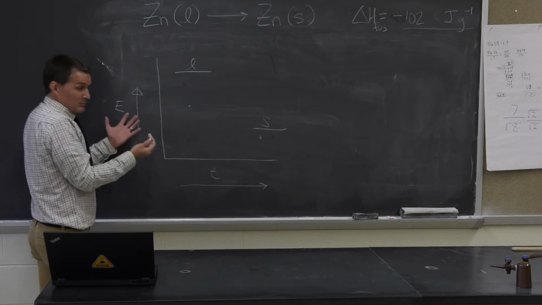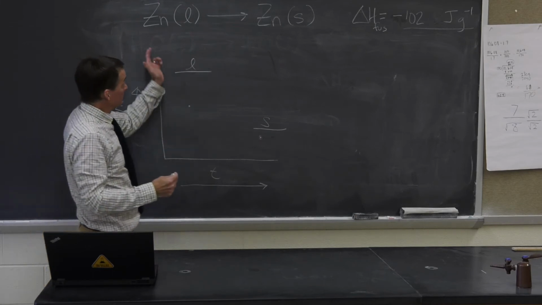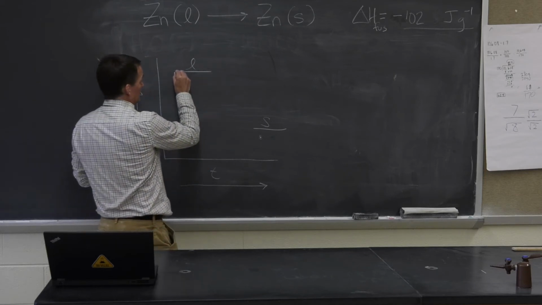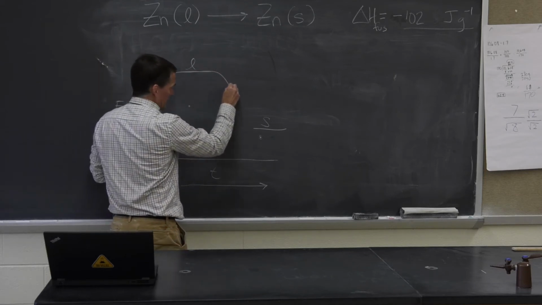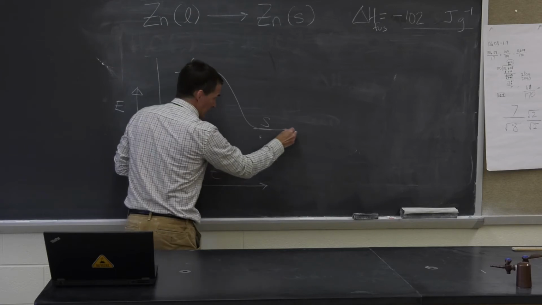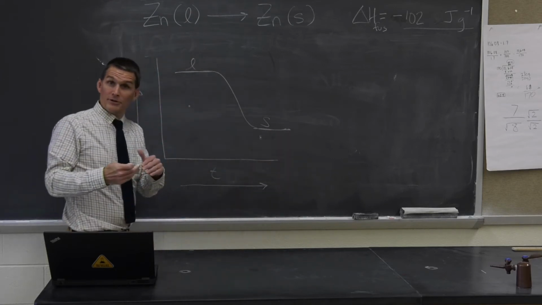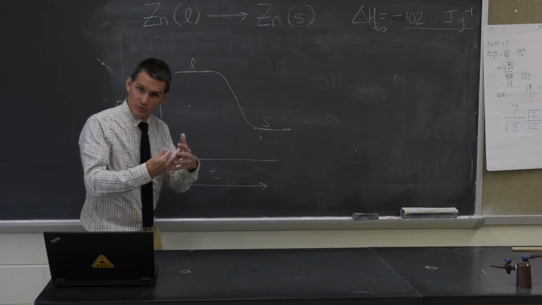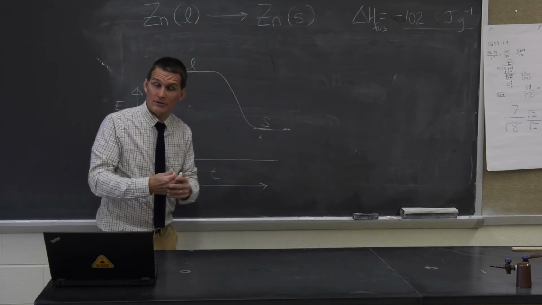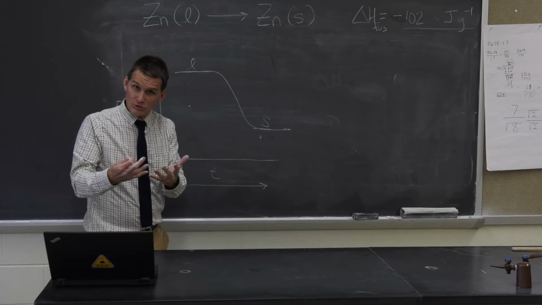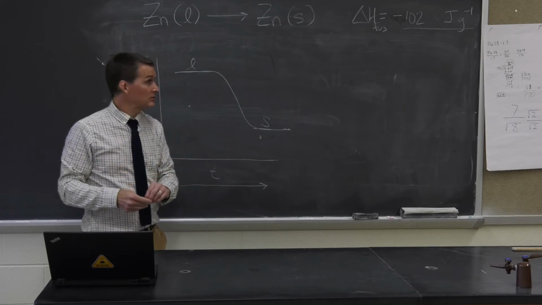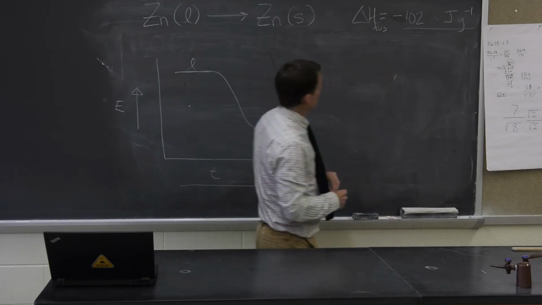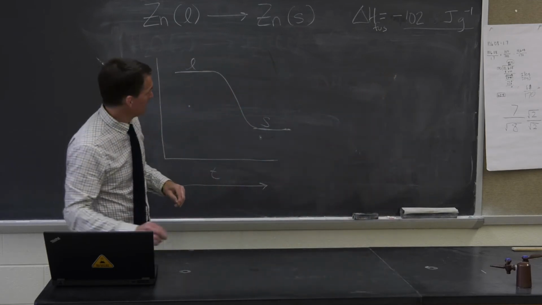And now it helps me visualize why freezing is an exothermic process. Pretty easy to see that in order to go from a liquid to a solid, I've got a drop in energy. And to drop in energy, that energy's got to go somewhere if I'm losing it. So that energy will be released to the surroundings. And if the system is losing energy, that's an exothermic change. So my delta H of fusion is going to be a negative 102 joules per gram.